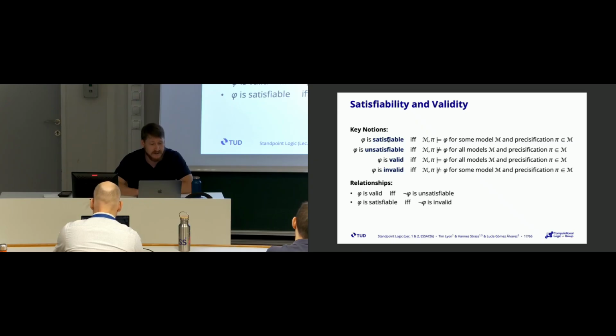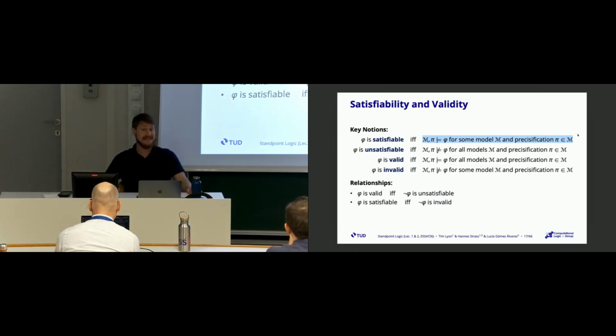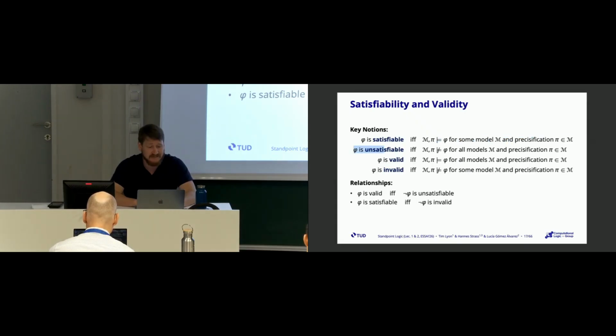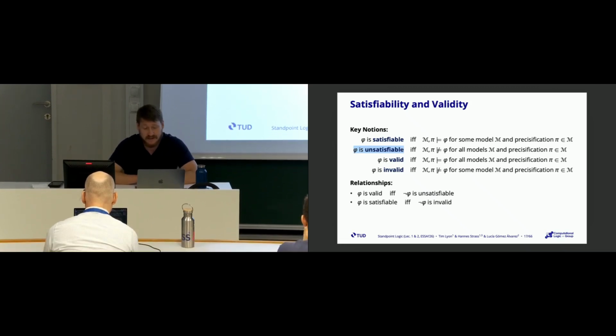We define a formula to be satisfiable if and only if you can find a model and a precisification which makes that formula true. So satisfiability is the ability to be made true, and the opposite of this is unsatisfiability. So phi is unsatisfiable if and only if for any model and precisification you look at inside of that model, phi is false. So unsatisfiable formulae are what some people call contradictions. They're formulae which can never be made true. We have that a formula is valid if and only if for any model and any precisification in that model, phi is true. So essentially a valid formula is a tautology. It's something which is true no matter what.